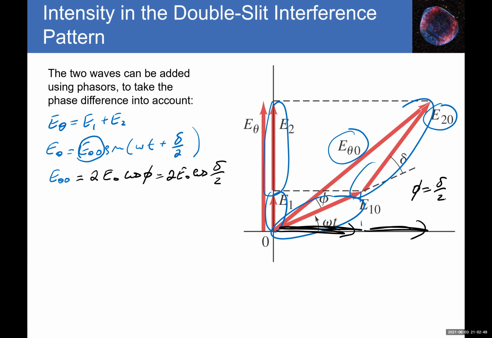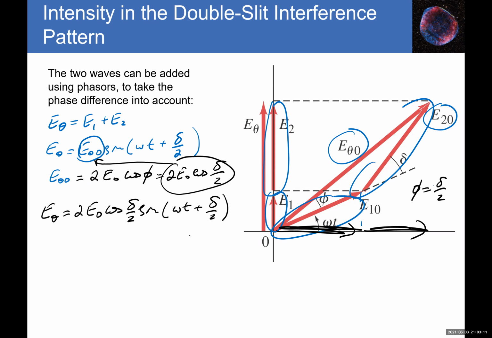All right, so that means this is the amplitude. So this is basically just this guy over there. Then I can combine, E theta is equal to the amplitude written as E20 cosine of delta over 2, times sine of omega t plus delta over 2. That means this will be the equation for the electric field amplitude, the electric field as a function of theta.